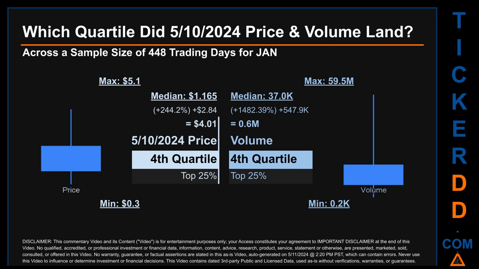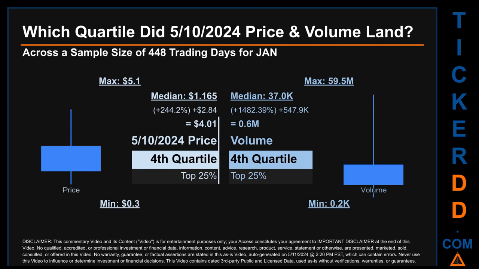The day's volume landed within the 4th quartile, marking it within the top 25% of all sampled daily volume, which saw a max daily volume of 59.5 million and a minimum of 0.2 thousand. Quartiles tell us about the spread of a data set by breaking that data set into quarters, just like how the median breaks the set into half.